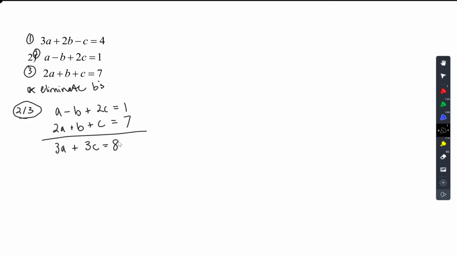Oh, this is my fourth equation. I should put that in a different color. So I made a new equation, 3a plus 3c equaling 8.